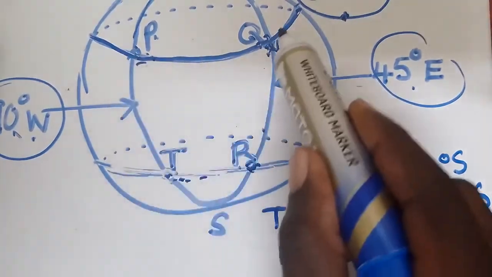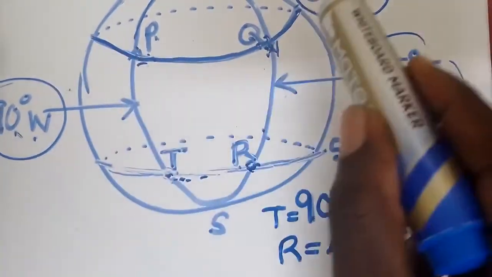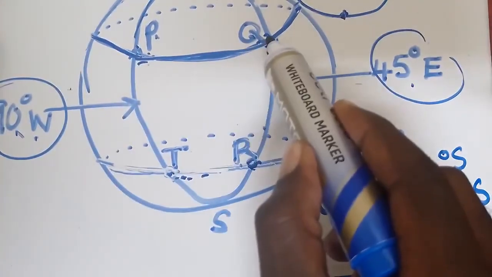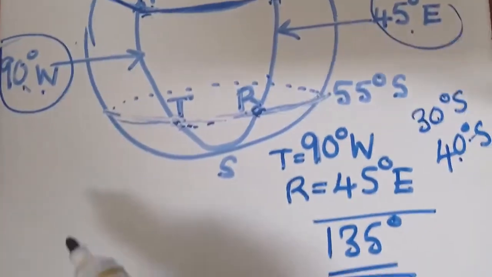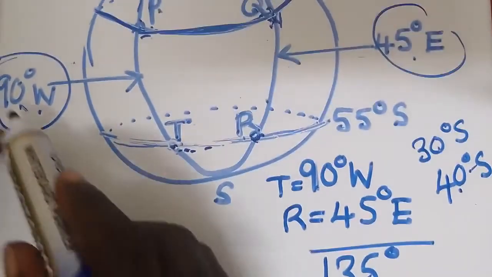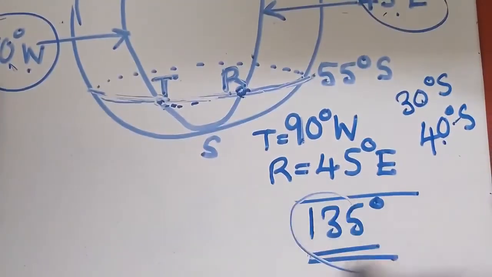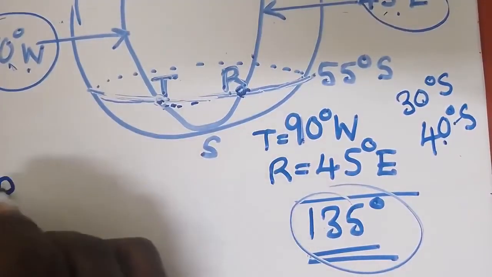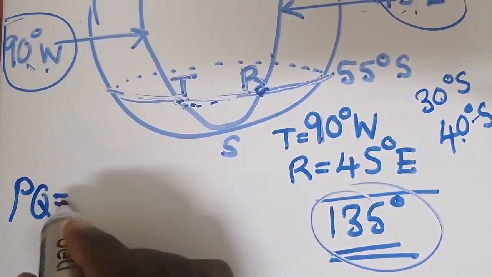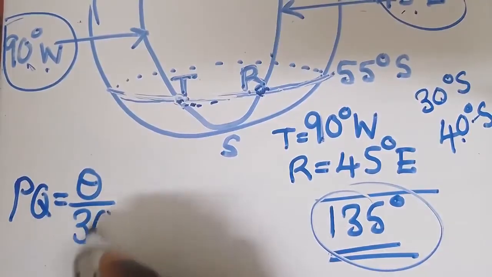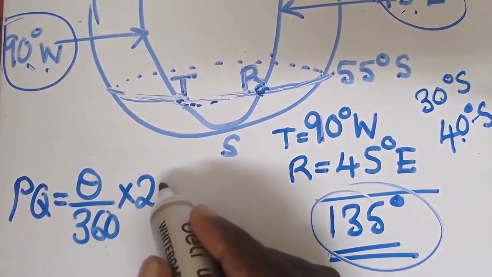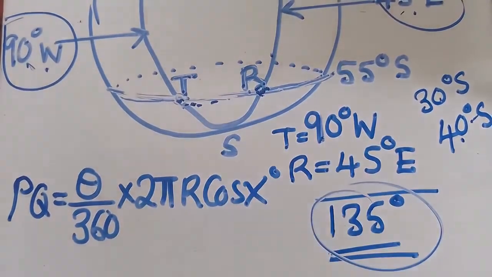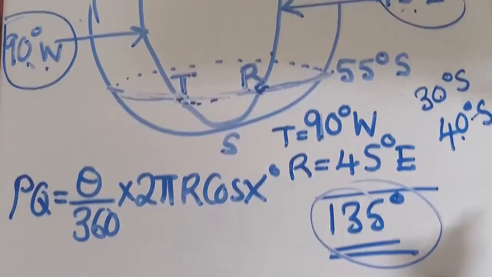PQ, is it latitude? This is the latitude. They are on the latitude like this. You are moving from here to there. So what is the formula in the latitude? When you add this plus that, just the same as you are doing this, you still get the same answer. So we say PQ is equal to theta over 360 times 2 pi r cos x degrees. This is the formula that we need to put down.